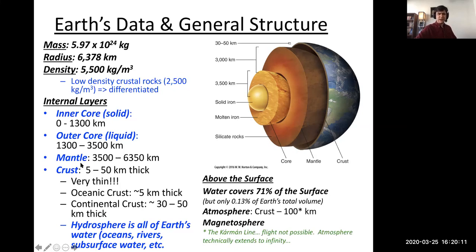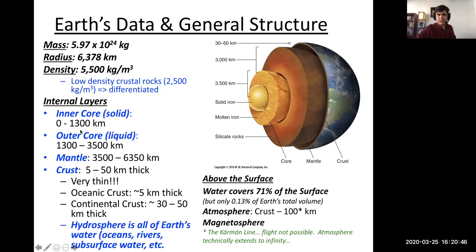Below that, you have a very, very thick layer of denser silicate rock that we call the mantle. And it extends from about 3,500 kilometers from the center to just about the surface, 6,350 kilometers. And then we have the Earth's core. We have the central part of the core, the inner core, as we call it, that's made out of almost entirely iron, has some nickel in there as well, and it is solid. It extends from 0 to 1,300 kilometers, so from the very center out 1,300 kilometers.